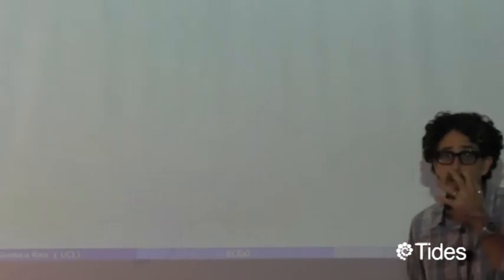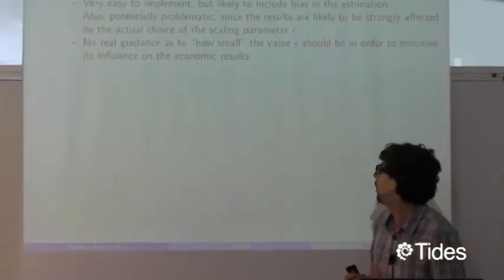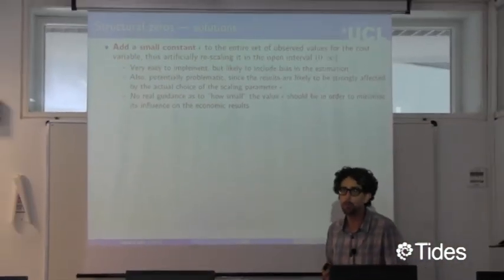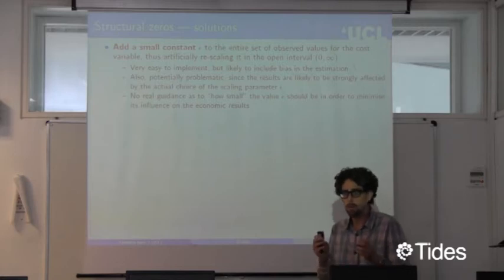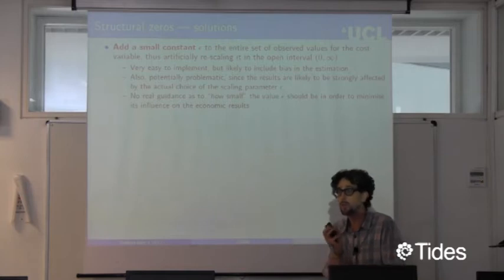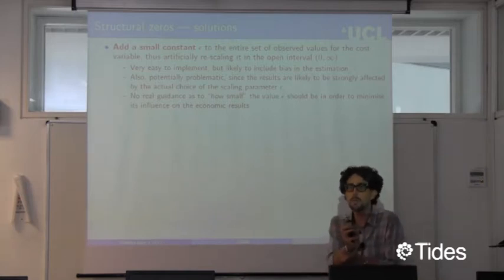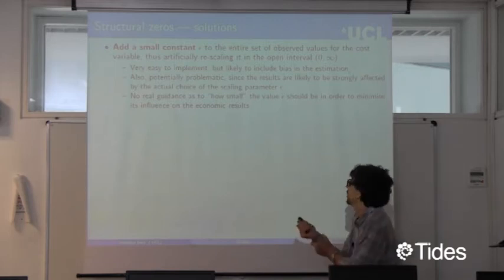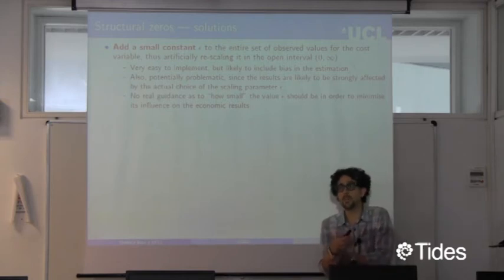And more importantly, you don't have a real guidance on how small these parameters should be. In some cases, you have a whole bunch of costs you have observed that are really small, and therefore you need to add a very small quantity to move away from zero reasonably, but not to screw up the scale completely. Because ultimately you want to give a reasonable estimation of the average cost in the population.